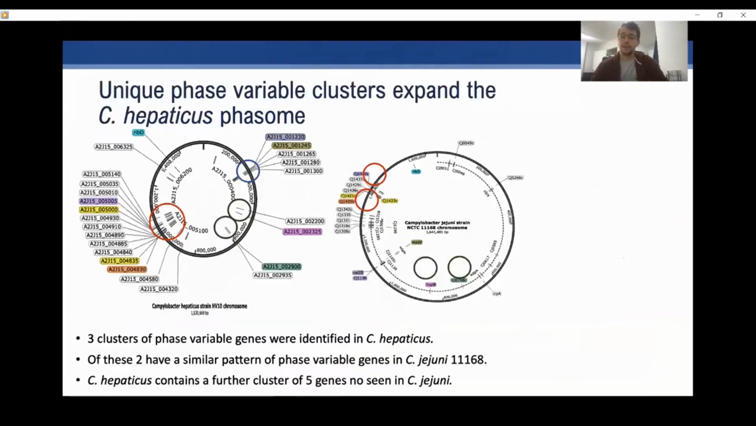So we compared this to CG29, and we identified 3 clusters in C. hepaticus where phase variation was concentrated. Well, we identified 2 clusters in CG29. These clusters linked back quite nicely to C. hepaticus. So CG29 and C. hepaticus share about 2 clusters of phase variable genes. However, C. hepaticus maintains a 3rd cluster of genes which do not show any orthologous presence in CG29. So these phase variable genes are distinct in hepaticus.